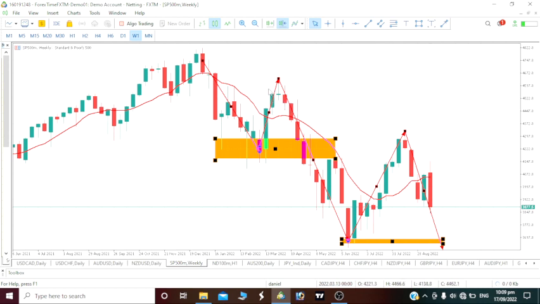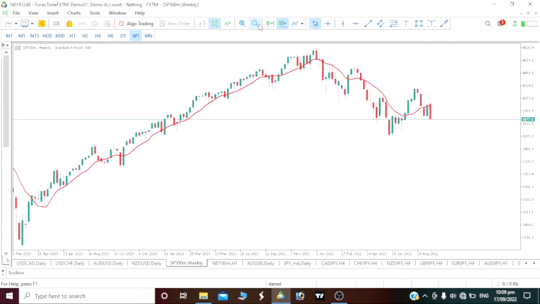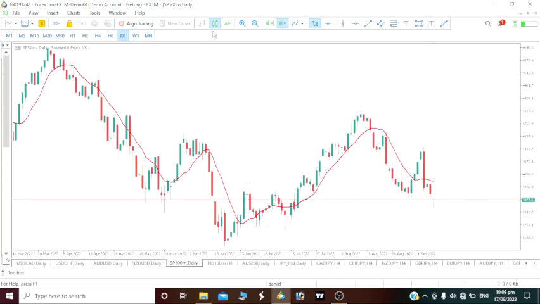So once it gets to our previous lower lows, then we'll be expecting it to break below and continue to go bearish. So basically, weekly time frame also says bearish. So monthly time frame says we should go bearish, we should short this. Weekly time frame says bearish. Now let's see what daily time frame also says.